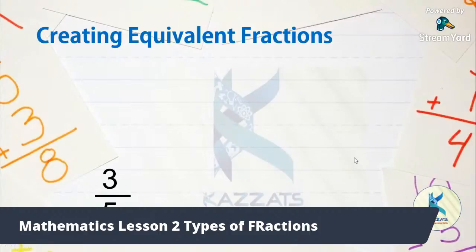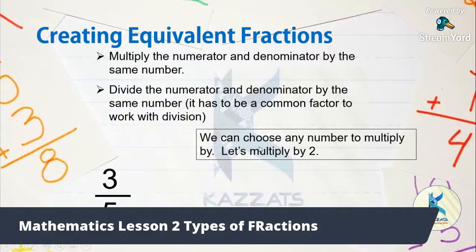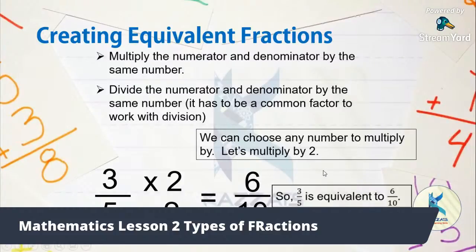Okay. How can we create equivalent fractions? We have 3 over 5. You can multiply or divide the numbers in the denominator and numerator both, so you will get the same proportion and an equivalent fraction. We can choose any number to multiply by. Suppose we are taking 2. So 3 times 2 is 6 and 5 times 2 is 10. It means that 6 over 10 is equivalent to 3 over 5.